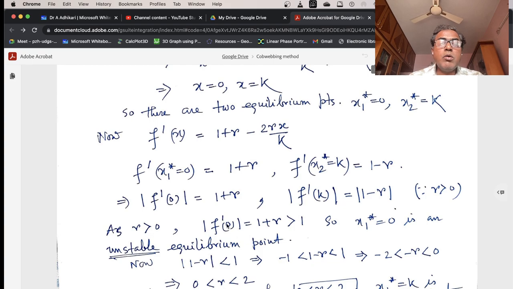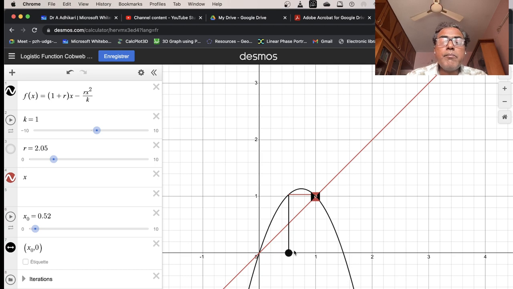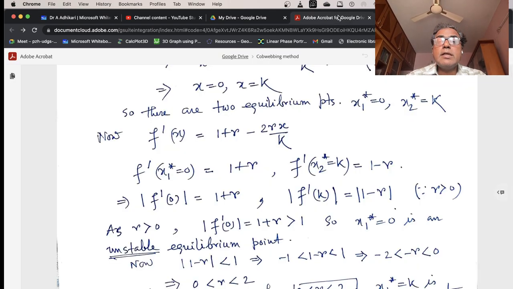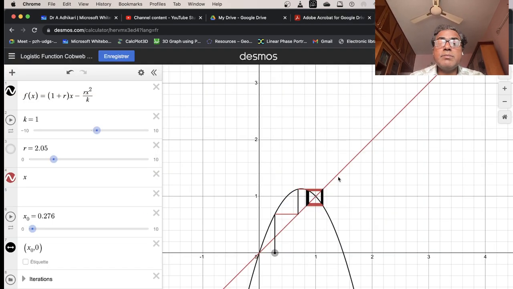Now if r is greater than 0, f dash 0 is greater than 1, so x1 star is an unstable equilibrium. Clearly, it is an unstable equilibrium. The solutions go away from the origin. Here there are two intersecting points, this 0 and the other, which is k, the carrying capacity k.